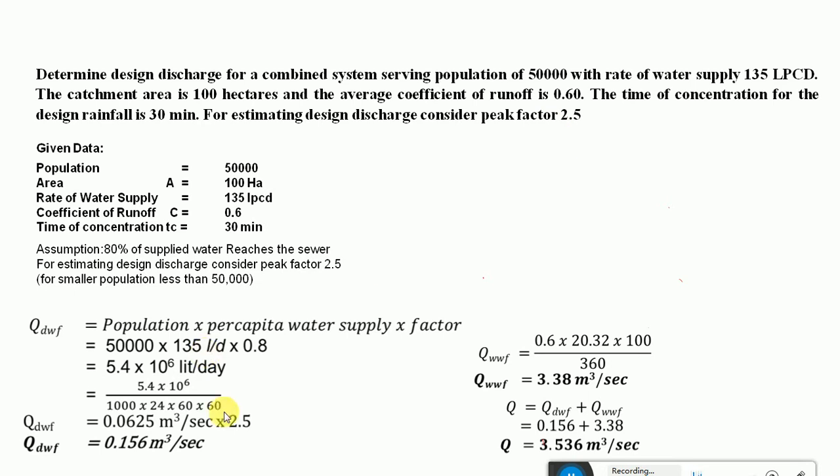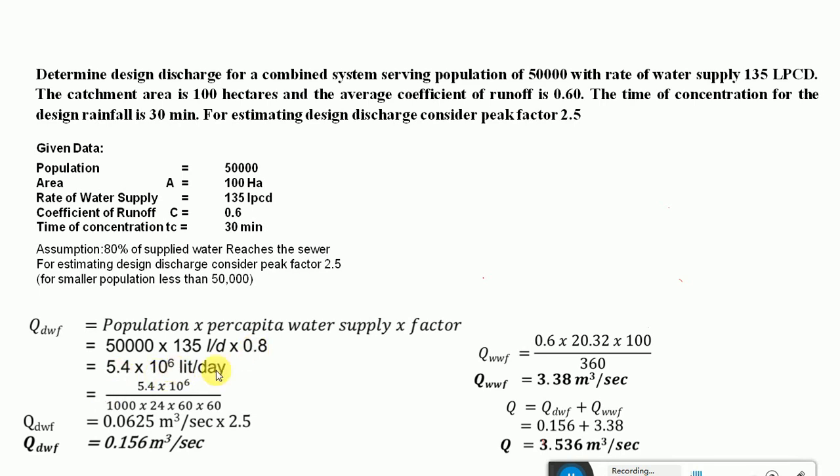Here you can see 50,000 population into 135 liters per day. So this is the total water supplied. From this total water supply we are assuming that 80% of water supply will come out as sewage. That is why it is multiplied by 80 divided by 100, or just 0.8. So you will get the total quantity of sewage as 5.4 into 10 raised to 6 liters per day.